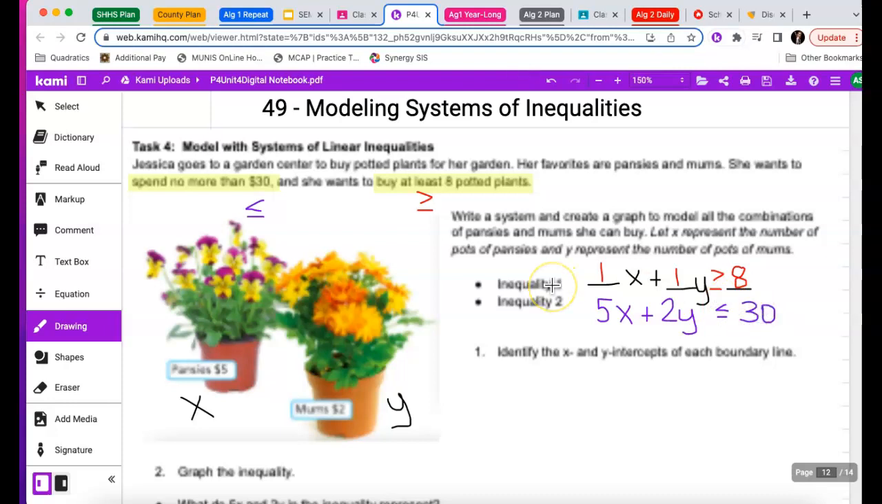So inequality 1 is all about the number of flowers. So the pansies plus the mums is greater than or equal to a total of 8. And then we have $5 per pansies plus $2 per mums is less than or equal to the total of $30.